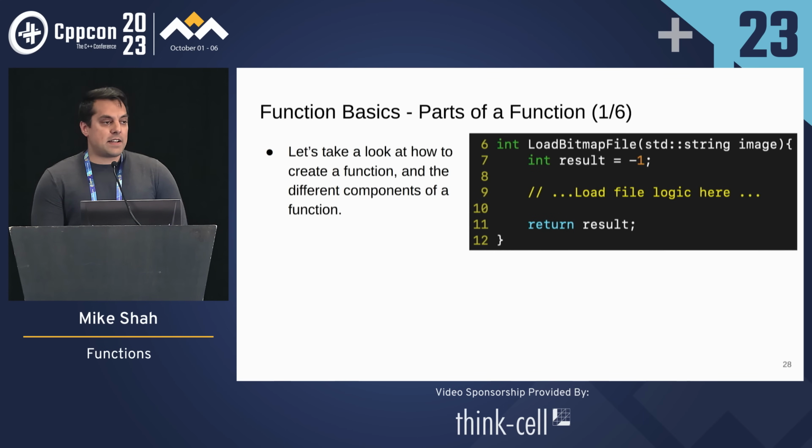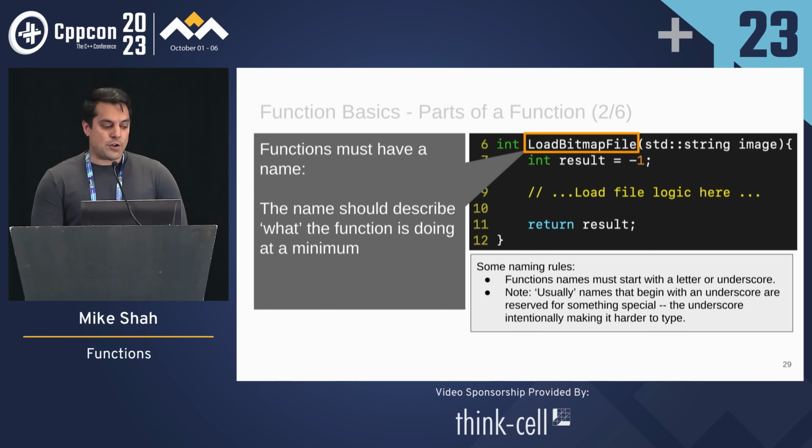Well, let's take a look at that load bitmap function, but maybe from a C++ viewpoint. So something like this here. And it has different components that make up the actual function that does the work. So our functions need to have a name, and we'll talk about if that has to be unique or not, but at least a name to start with, something with an underscore or alphabetical symbols. And a good name should describe what the function's doing. Loading an image, for example, is fine. We'll talk about maybe how to improve this further.